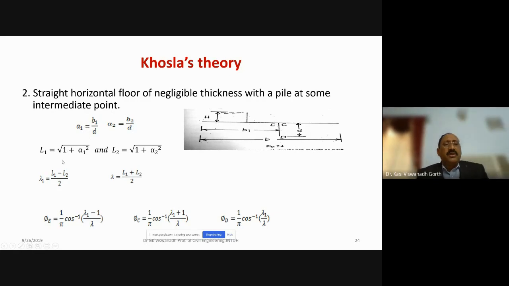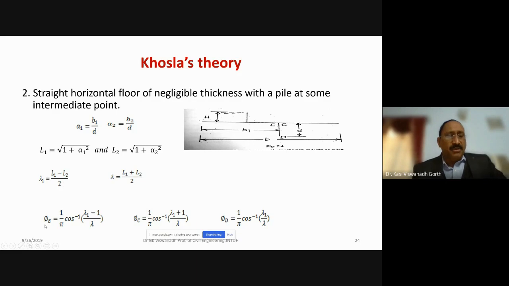L1 will be equal to square root of 1 plus alpha 1 squared, and L2 will be equal to square root of 1 plus alpha 2 squared. Then lambda 1 will be L1 minus L2 by 2. Since we know alpha 1 and alpha 2, calculate L1 and L2. Once you know the values of L1 and L2, lambda 1 can be calculated as L1 minus L2 by 2, and lambda is L1 plus L2 by 2.